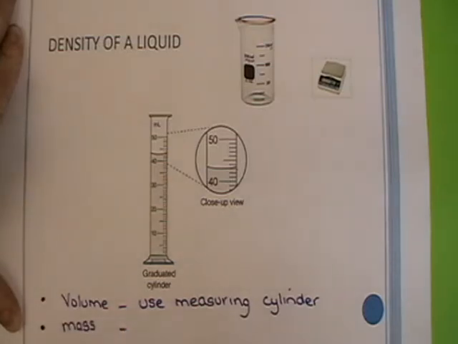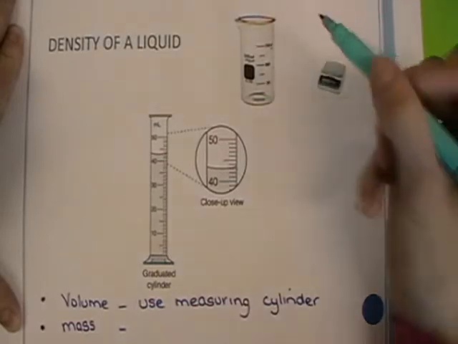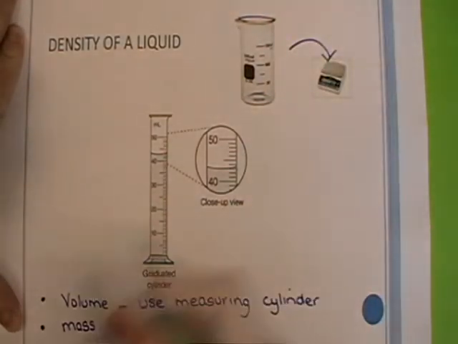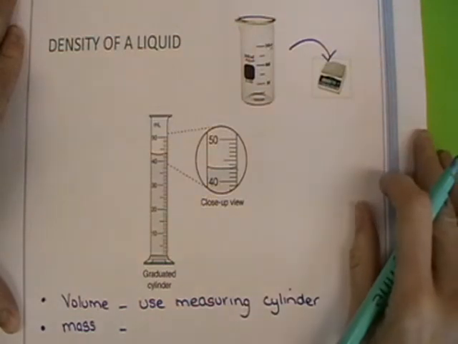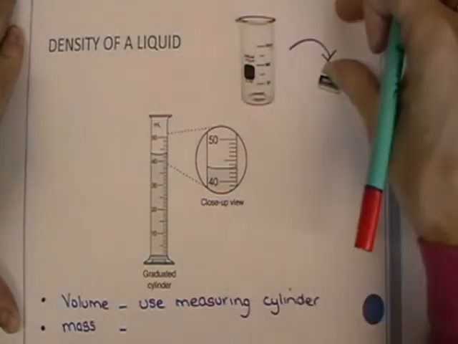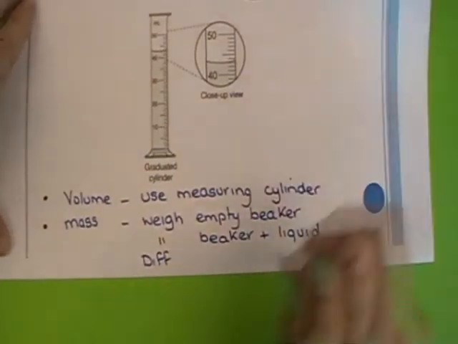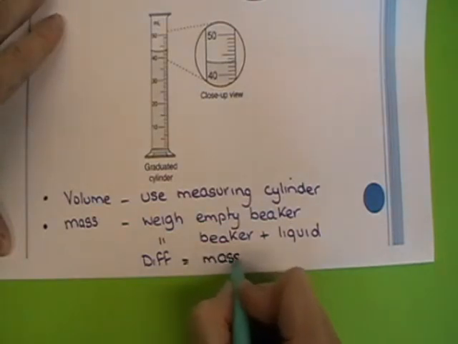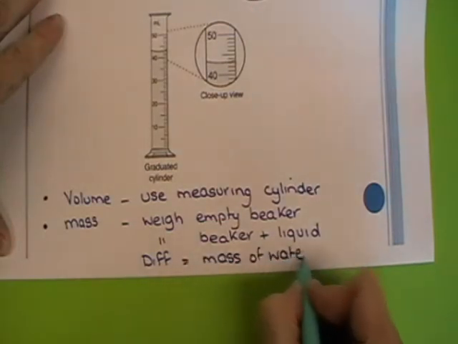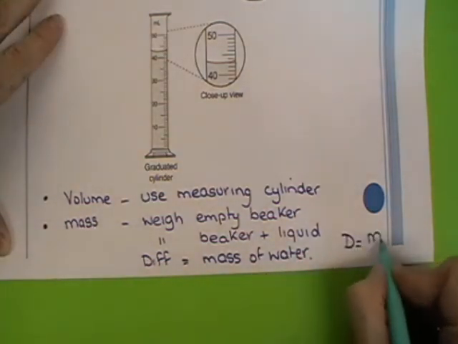Now, what you have to do is take a beaker, put your beaker on the top pan balance and weigh it, pour your liquid into the beaker, and then weigh the beaker again. So you weigh beaker empty, then you weigh beaker and water or liquid, and the difference between them, I'll write this up here, the difference between them equals the mass of water. And then don't forget to explain, then you use your equation, density is mass divided by volume.